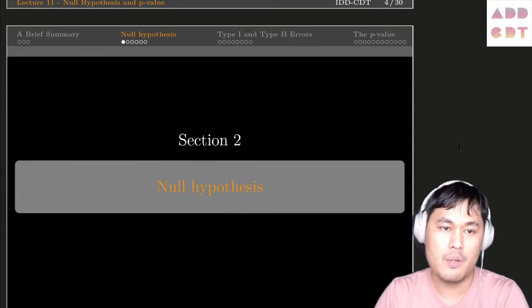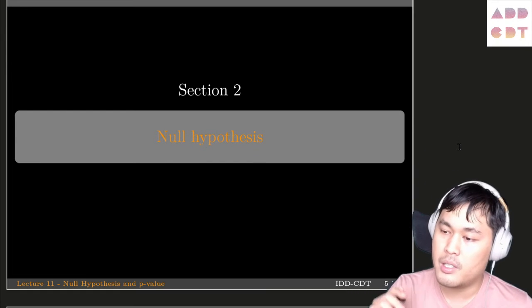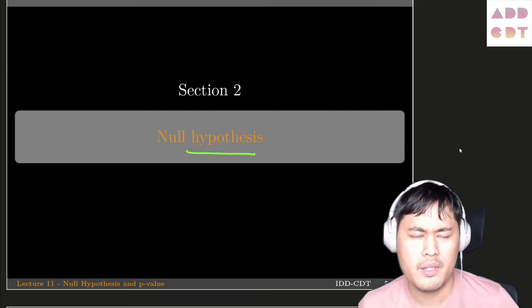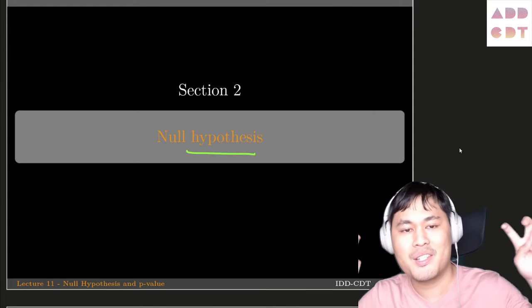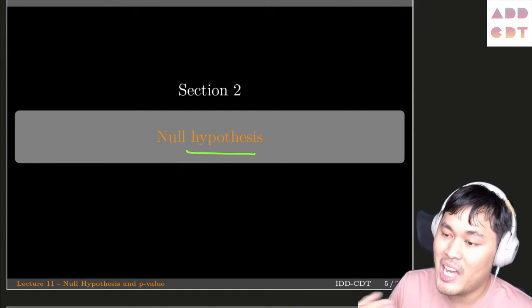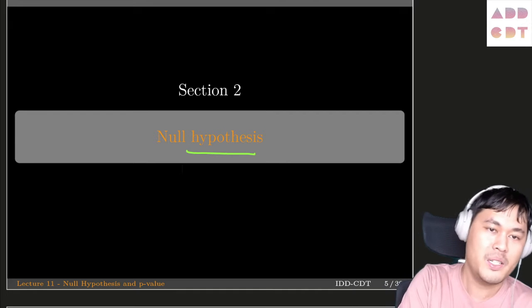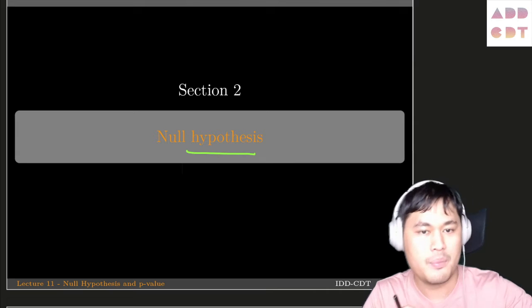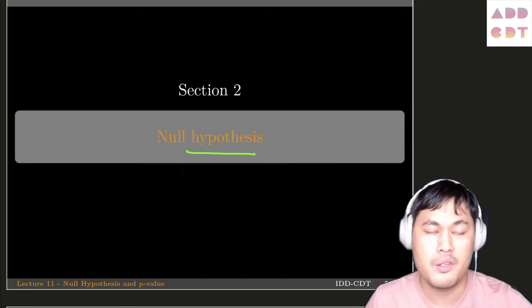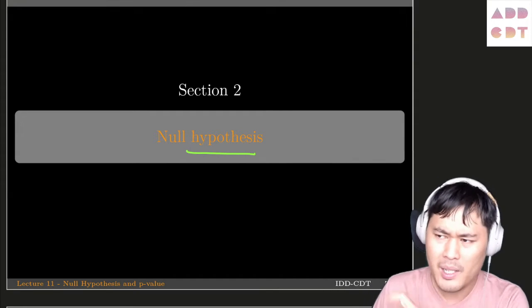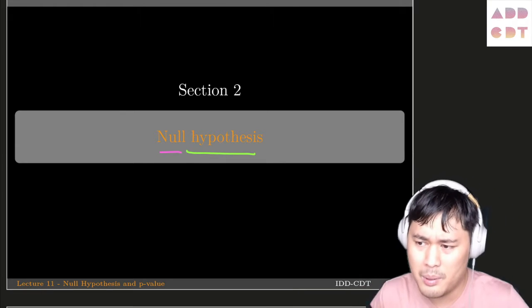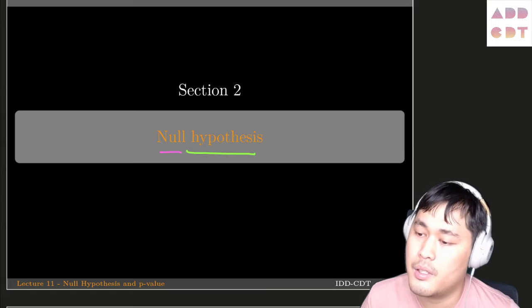So let's start with the null hypothesis. Now, the word hypothesis, you should be familiar with that if you are science students. The hypothesis is something that we believe to be true. It's something that we have to start with before we can do an experiment or perform some scientific work. But now we have another word, and this null hypothesis is what we use in statistics.